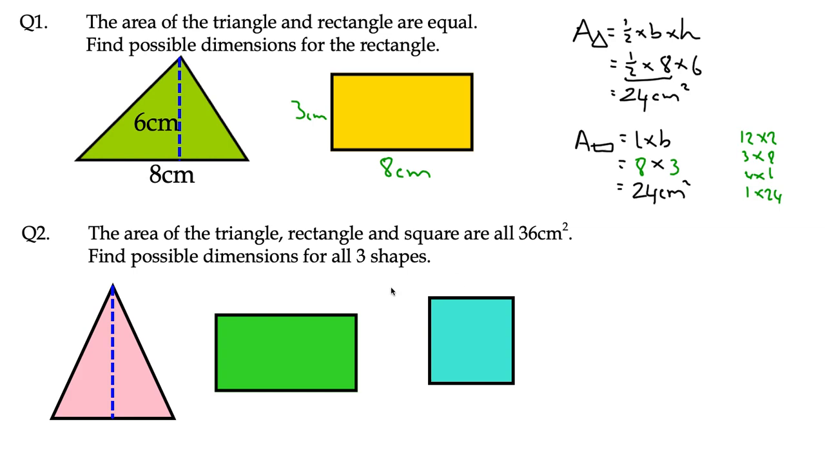What I'm going to do is I'm going to leave you with this little problem to solve. It says the area of the triangle, rectangle and square are all 36 square centimeters. Find possible dimensions for all three shapes. Okay, so I'm going to leave that with you. I'm not going to give you the answers. We can check on that another time. What you've got to do is to think now. It's a wee tricky one here because there's a half involved in the formula.